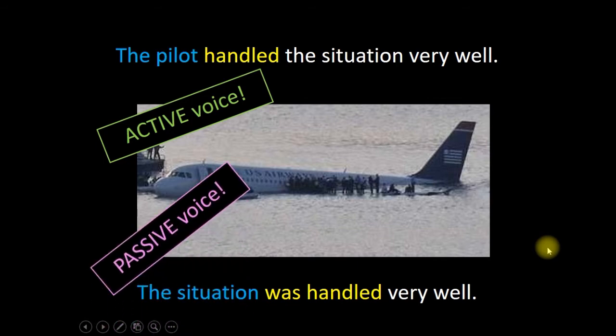This is what we call passive voice. It's when the subject of the sentence receives the action of the verb. And the way we make this construction is with verb to be, which is was, and verb 3, or as we call in English, the past participle.